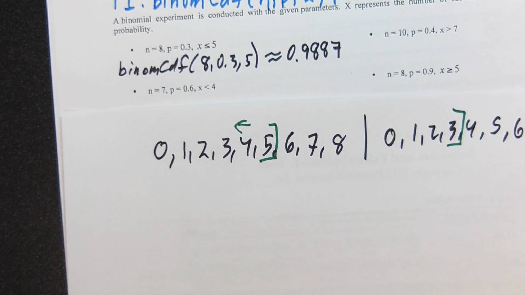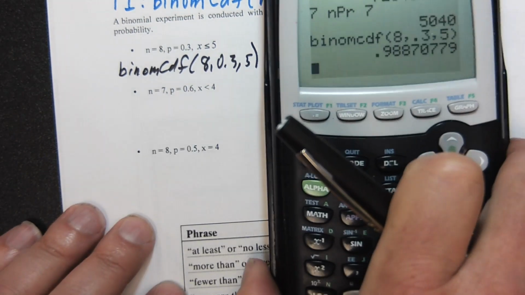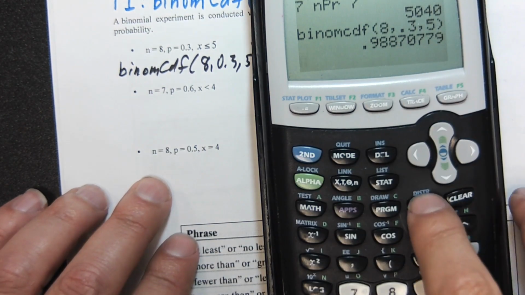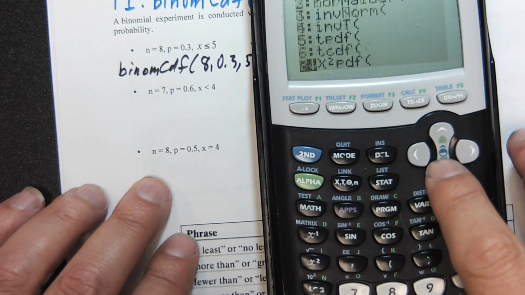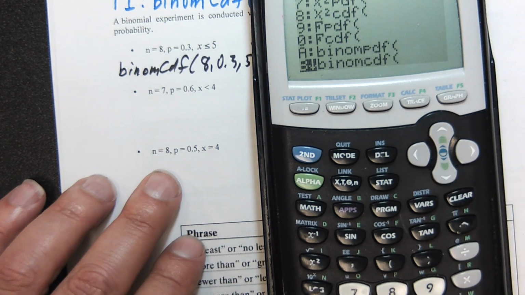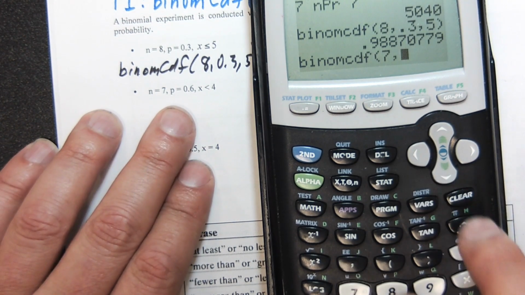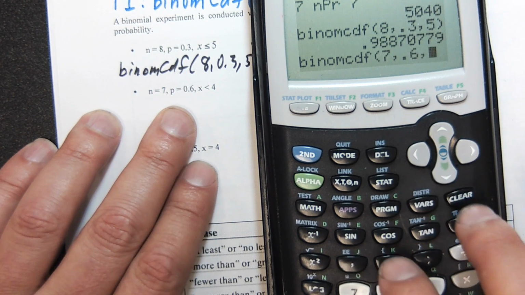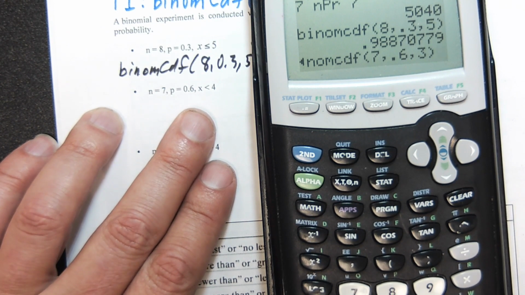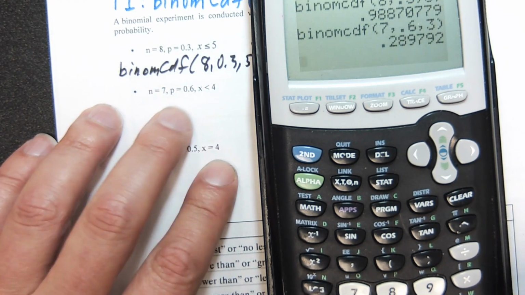So in this case, what we're going to enter into the calculator. Once again, you should be writing this down each time. I'm just going to show you how to do it with the calculator. For full credit on your test, I'm most likely going to want to see that when I give you a test. So binom CDF, 7, 0.6, comma, and again, that's going to be 3, as we saw in the previous, because that's strictly less than 4. And there we have it.